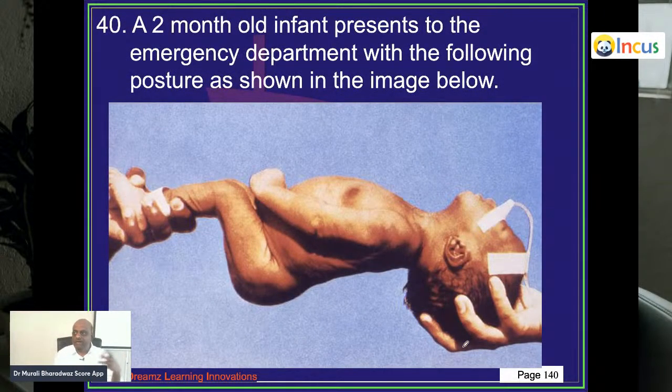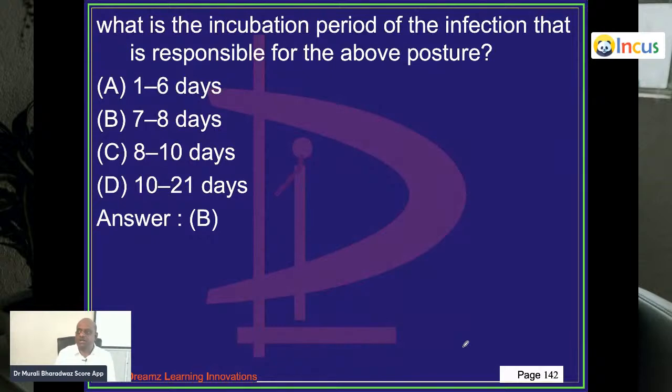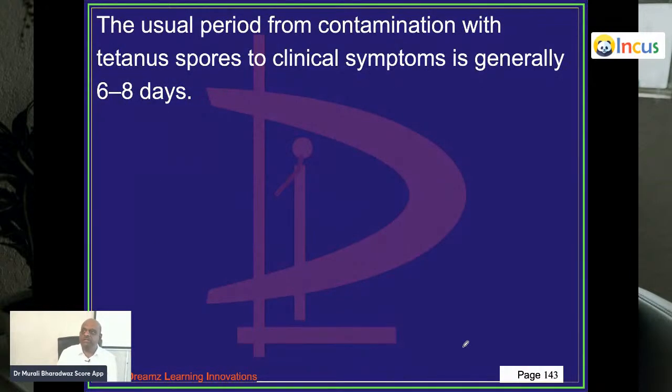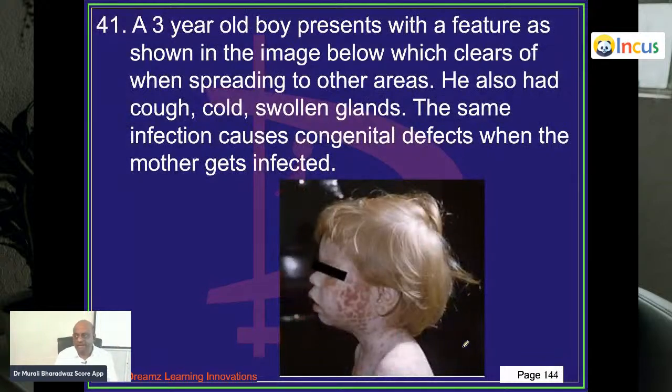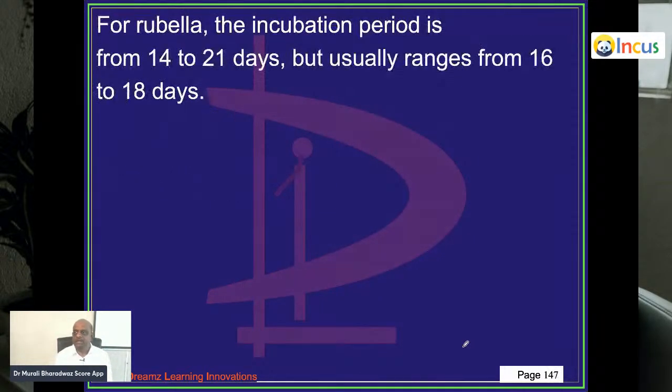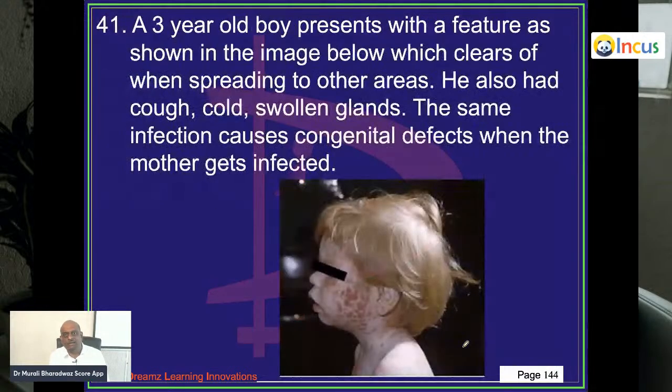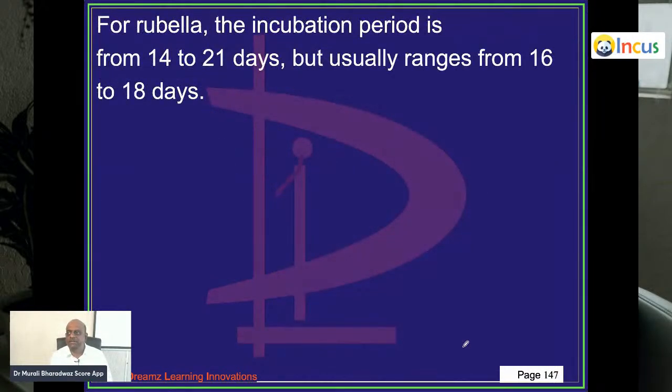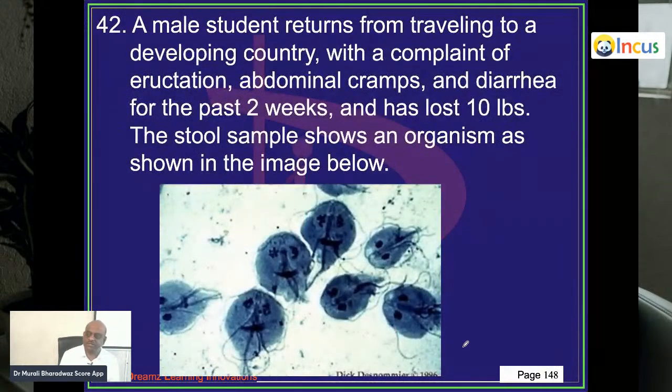A 2-month-old infant comes with this posture. What is this, doctor? It is the tetanus, typically 6 to 8 days. A 3-year-old presents with the feature which is being shown. He is also having cough, cold and swollen glands. What is the incubation period of it? It is rubella. And the incubation period is 14 to 21 days.